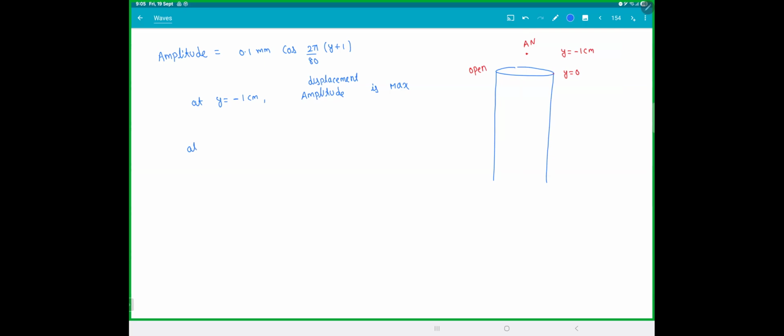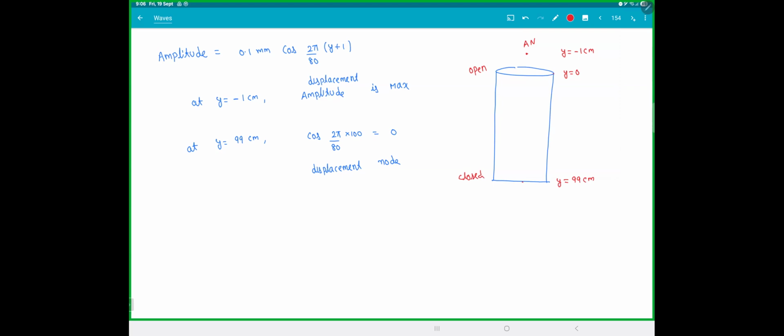Similarly, when you put y is equal to 99 centimeters, that will become cos 2 pi by 80 into 100. That becomes 0. That's cos 90 or something. That means this is a displacement node. What's a displacement node? A fixed end or a closed end? So this is an open closed pipe. Make sense?